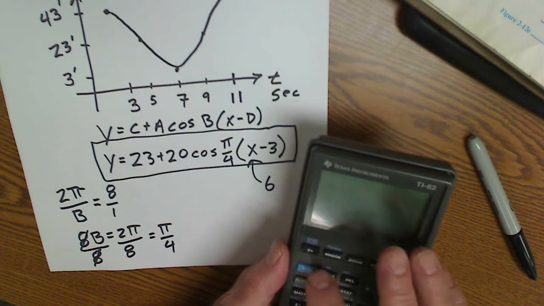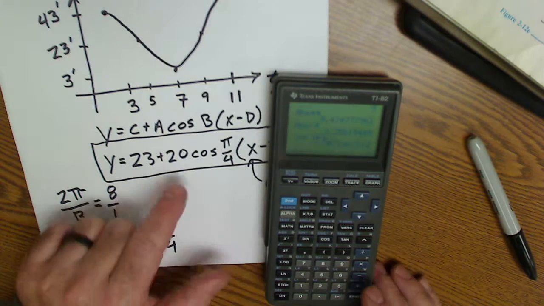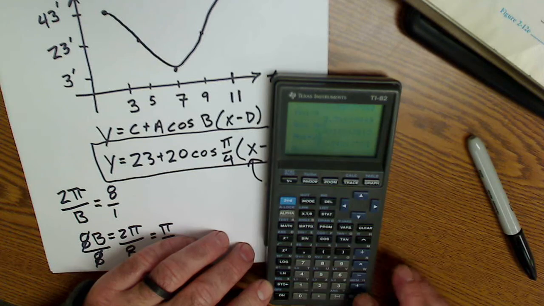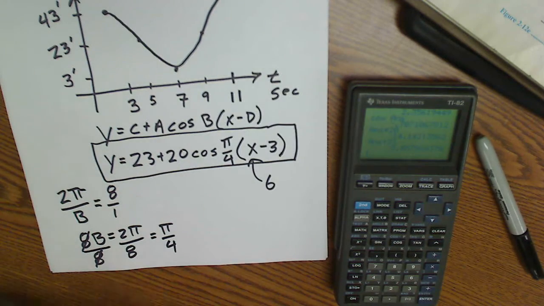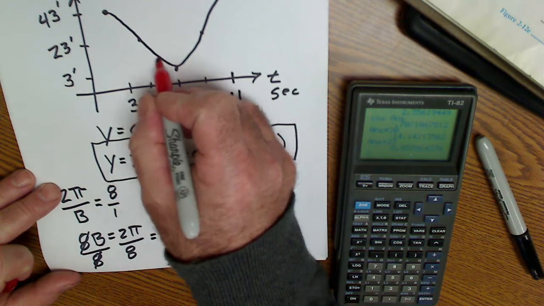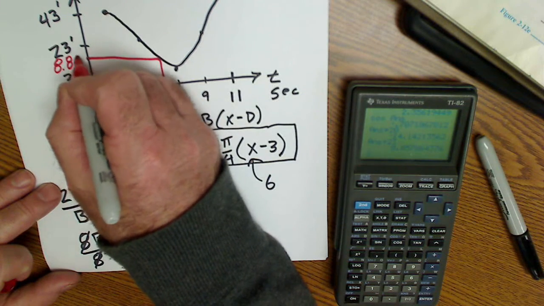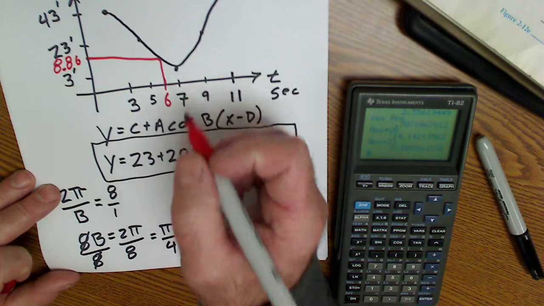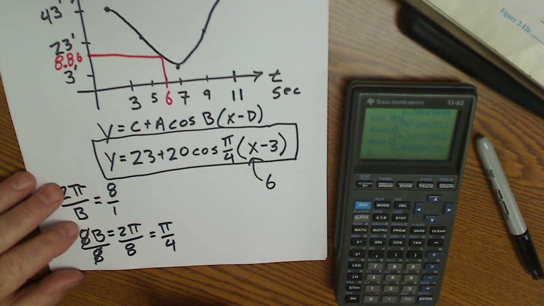So I say cosine of my answer. I hit equals times 20 plus 23, and I get 8.86. So let's see if that even makes sense. When x is 6, my corresponding value is 8.86. Yeah, I would have expected actually 6. Yeah, that looks right.